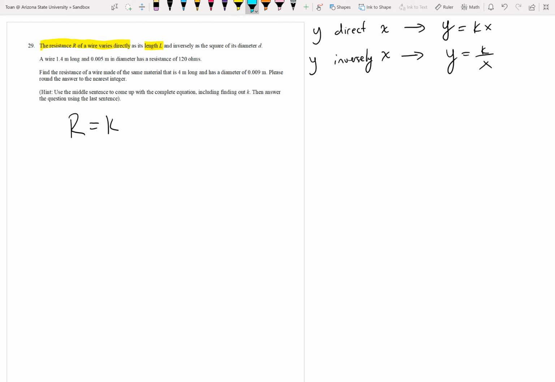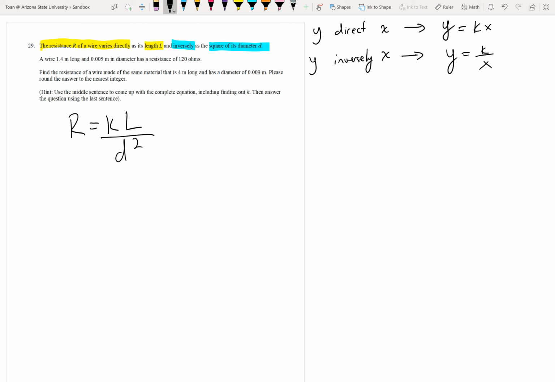Hey, that's a new trigger word. That's a new phrase. Well, what does it vary inversely with? The square of the diameter d. So, since it varies directly with L, directly means it's on the same level on top, but inversely, that means it's on the bottom: the square of the diameter d. So that is the setup.